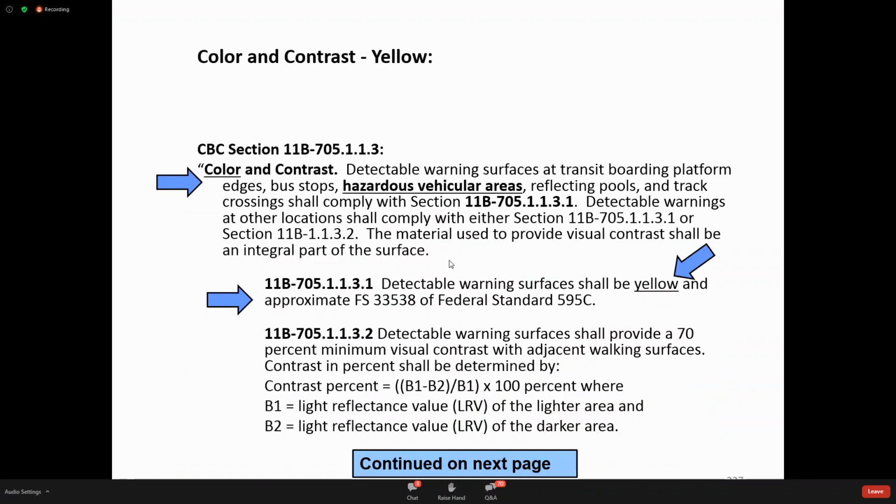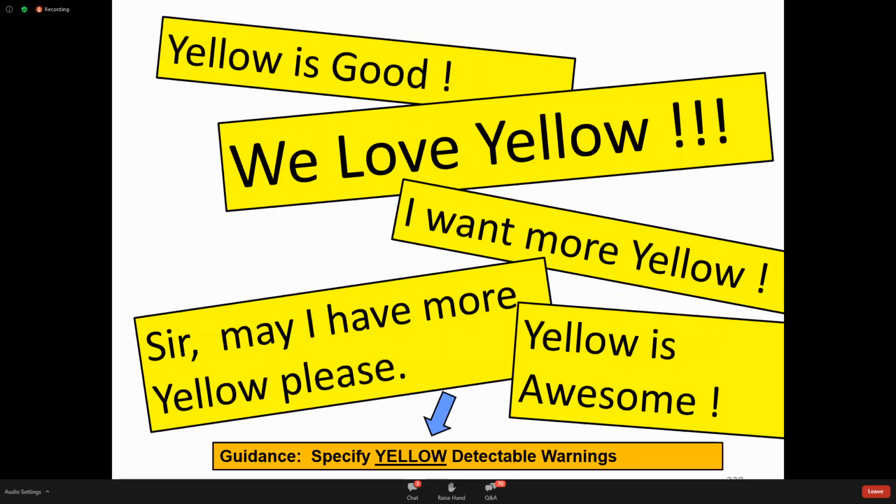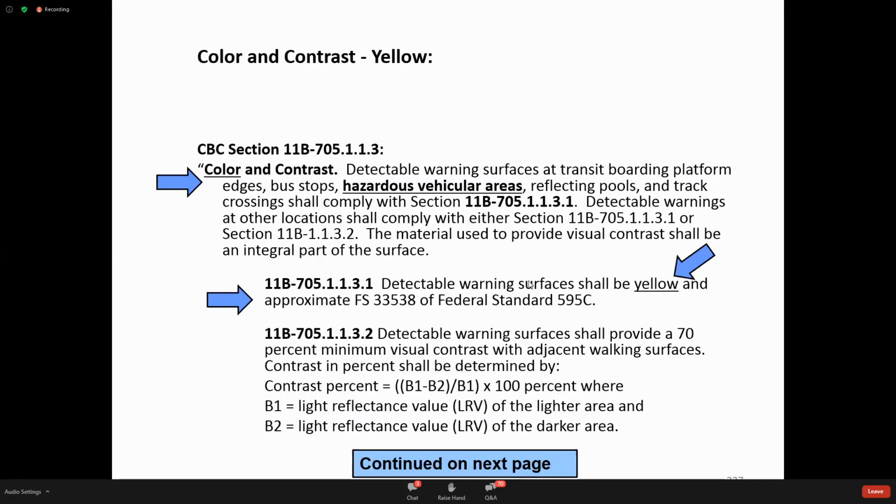One of the issues is the color. Where this is headed, it's going to be yellow. What DSA is working through as a change to the current code language is that they will be yellow. That's it. You won't have any other choices. What's in the code right now is you can go through a formula where you compare the color of your detectable warnings against the color of the paving that is adjacent, and if it meets the formula, then you're allowed to do it.